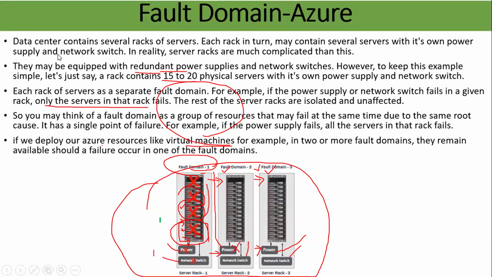So if you deploy our Azure services, like virtual machines, in one or two fault domains, they should be available if a failure occurs in one domain. Means it can be anything. It can be a virtual machine.